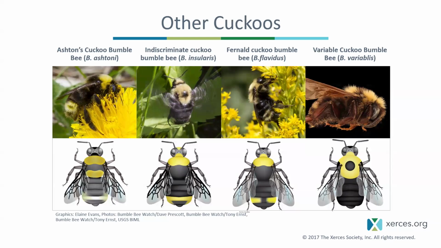The other thing to look out for as a general rule of thumb is where you're seeing the yellow hairs concentrated on the abdomen. Are you seeing them on the sides of the abdomen, or are you seeing them more in the middle? Because for a lot of cuckoo bumblebees, you will see a concentration of yellow hairs on the sides of the abdomen. For non-cuckoo bumblebees, you'll often see yellow hairs more in the middle.